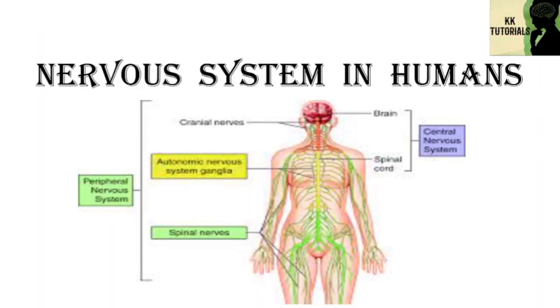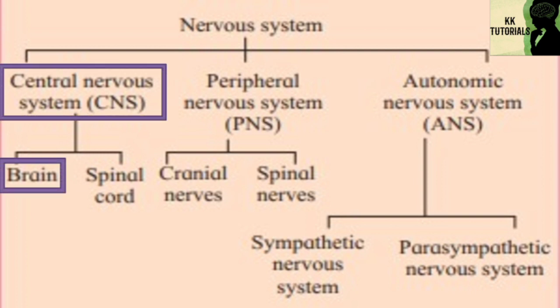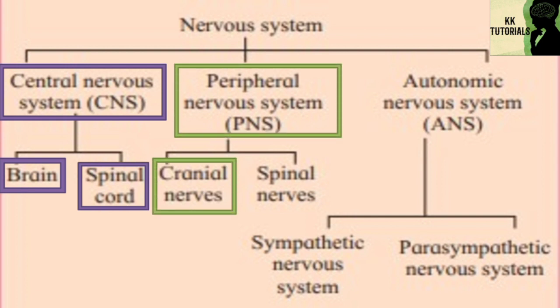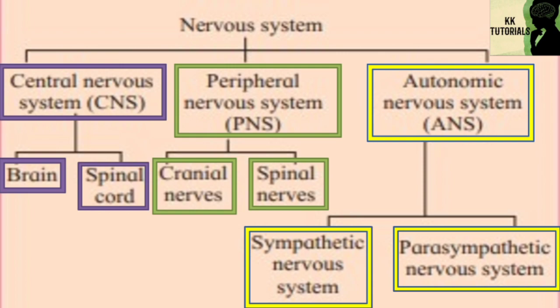In this video, we are going to cover the nervous system. Nervous system in humans is well developed and complex. It is broadly classified into three parts: central nervous system, which includes brain and spinal cord; peripheral nervous system, which consists of cranial nerves and spinal nerves; and autonomic nervous system, which consists of sympathetic nervous system and parasympathetic nervous system.